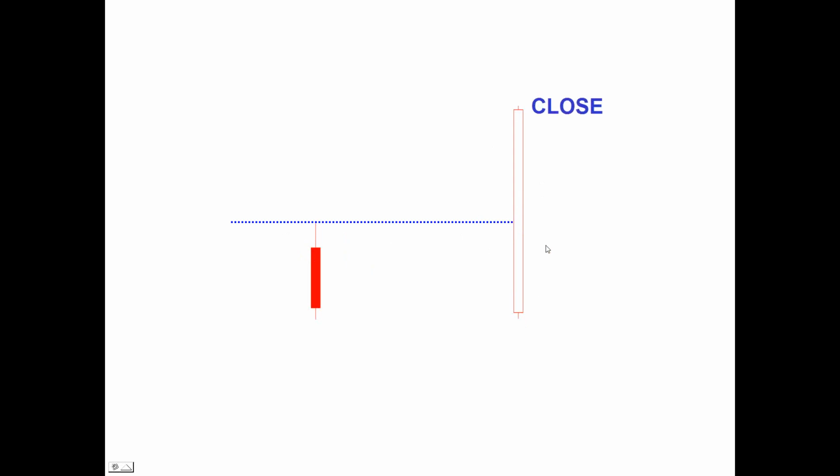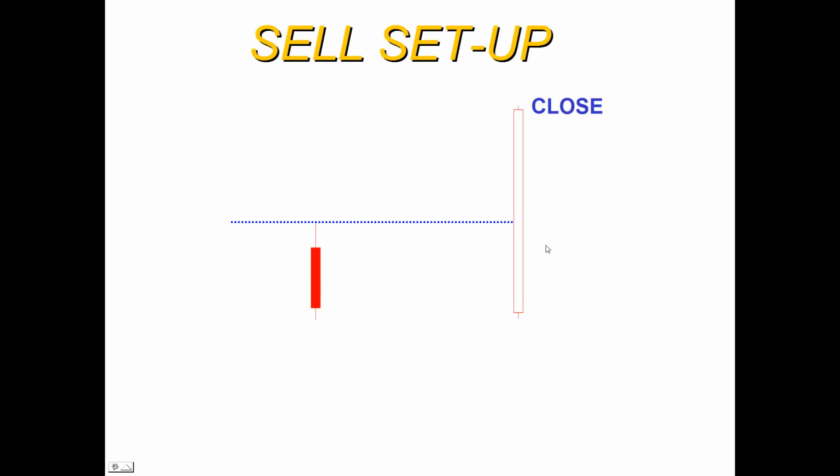So this is telling us this is a high probability sell setup. Doesn't get any simpler than this, okay? You can sell wherever you like, either at the close, or place a limit higher if it goes up a couple of bars higher, or maybe for confirmation down here.